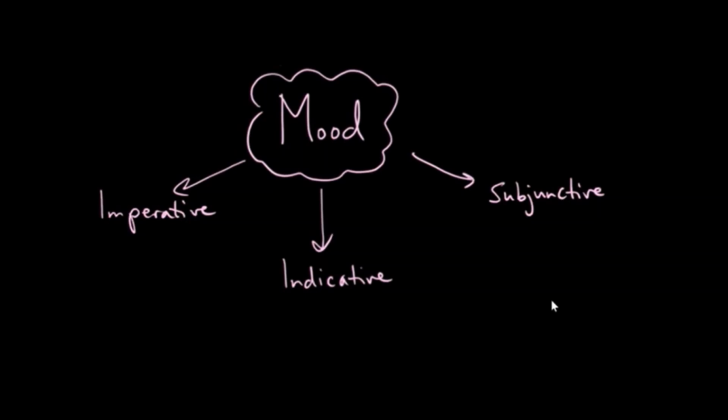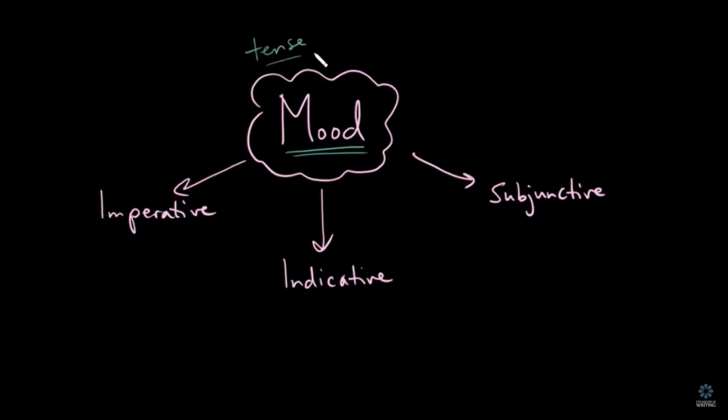This is Sergi. In this episode, let's see if we can shed some light on what it means to talk about the mood of the verb. Now, mood is one of the four kinds of indicators or aspects of the verb, ways in which we can talk about the verb. The other three are tense.